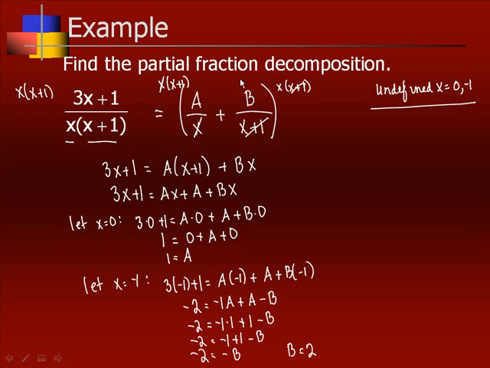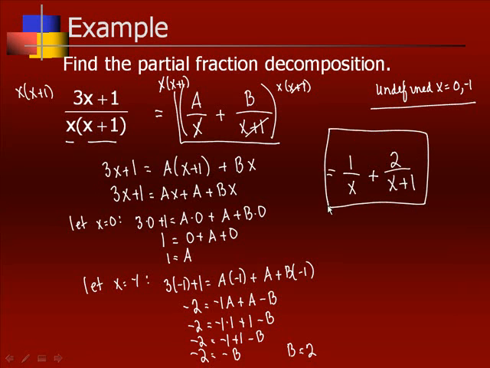So now we go back to our original decomposition, and now we know the values of A and B. So we get 1 over x plus 2 over x plus 1. And that is what we call the partial fraction decomposition. Okay, did that make sense?